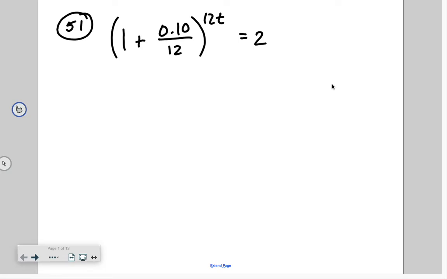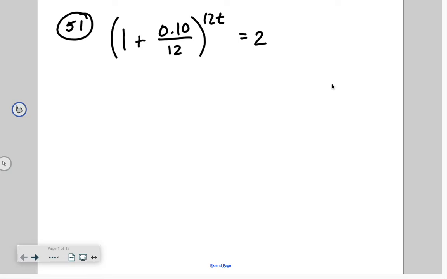All right, so if we take a look at problem 51, if you remember yesterday, there was one main idea when we're solving equations in this chapter, whether it's exponential or logarithmic. It was get the exponential or logarithmic part by itself first, then switch forms. If you're in exponential, switch it to logarithmic. If you're in logarithmic, switch it to exponential, and then solve. That's the main idea of what we did yesterday.